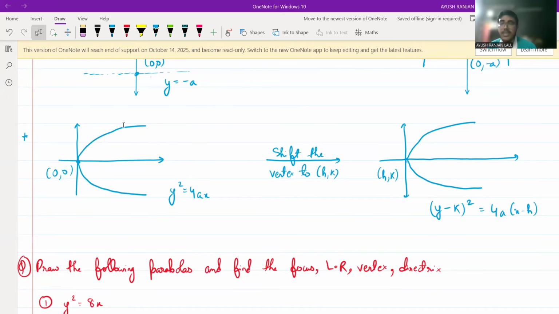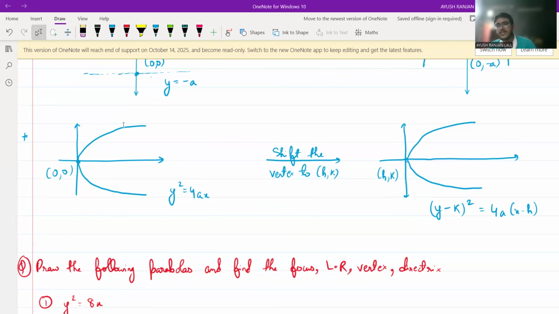That's why, for h comma k, the normal equation y square equals 4ax becomes y minus k whole square equals 4a times x minus h. Okay, next, it is just simple. You have to just shift.